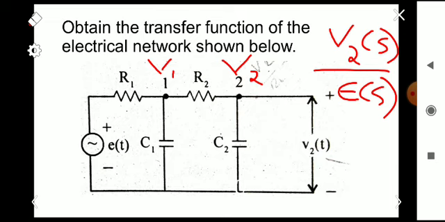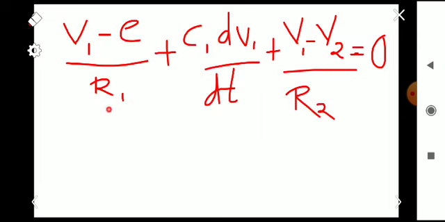We know that Kirchhoff's current law states that the current entering the junction equals the current leaving the junction. Based on that, we write the node equation 1. The equation for node 1 is (V1 minus E) by R1 plus C1 into dV1 by dt plus (V1 minus V2) by R2 is equal to 0.